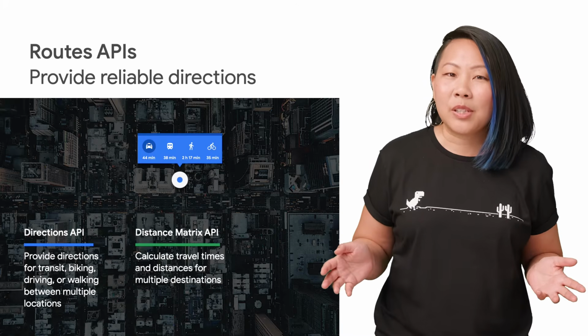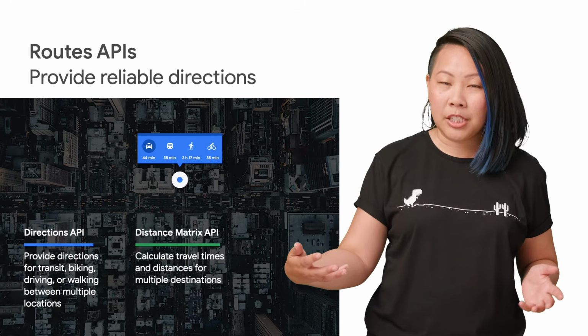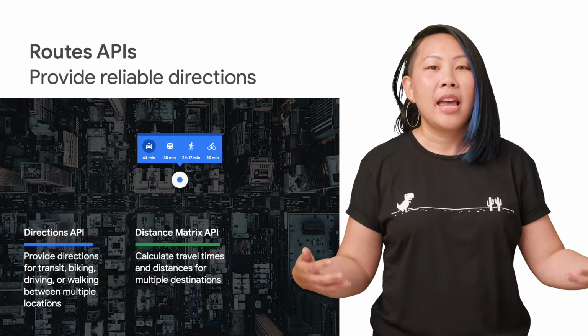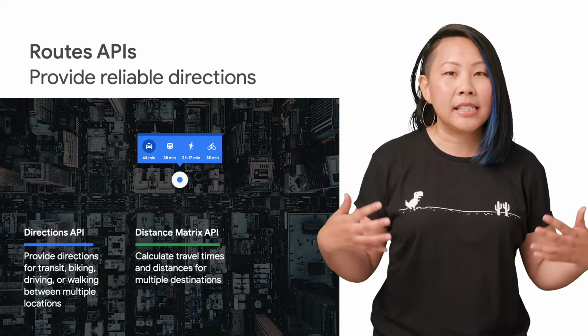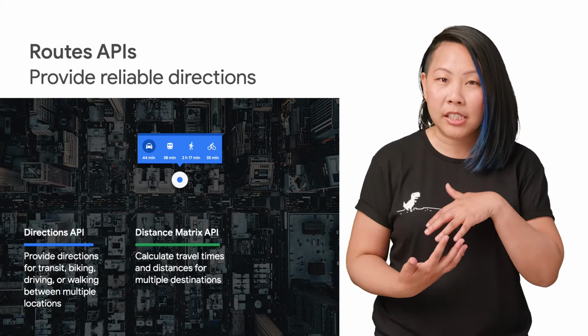Thankfully, the Distance Matrix API takes multiple origins and multiple destinations and gives you the travel times and distances for all combinations. With a single API call, you can get all the data you need to make your assignment decisions to optimize for distance or travel time.